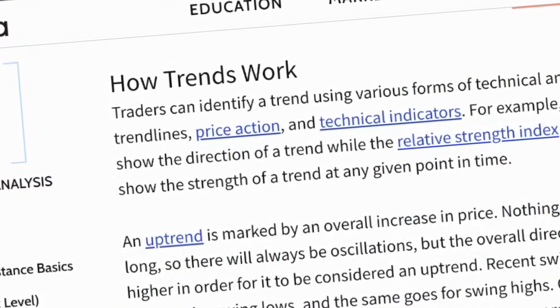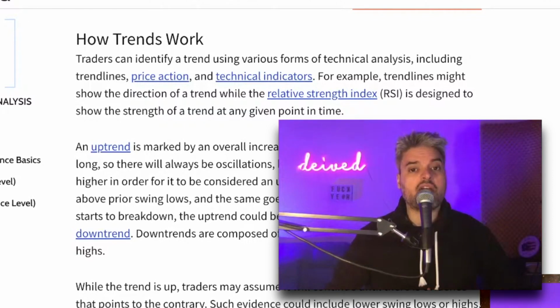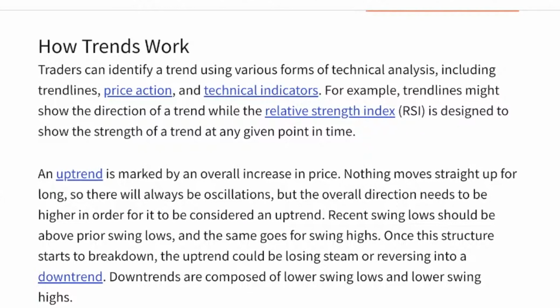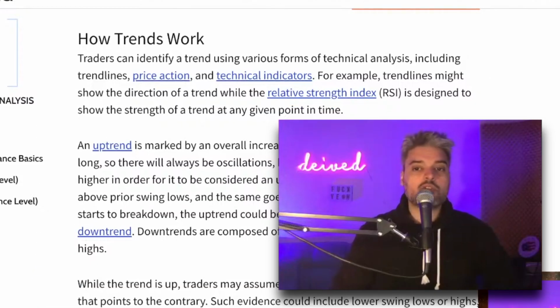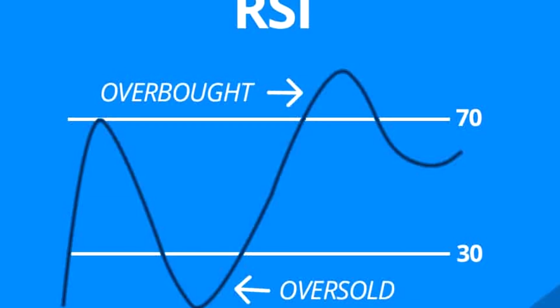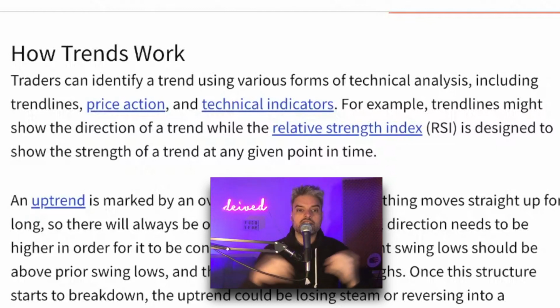How do trends work? Well, traders can identify a trend using various forms of technical analysis, including trend lines, price action, and technical indicators. For example, trend lines might show the direction of a trend, while the Relative Strength Index, or RSI, is designed to show the strength of a trend at any given point in time.